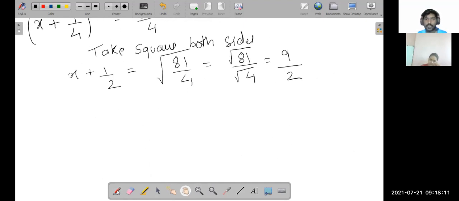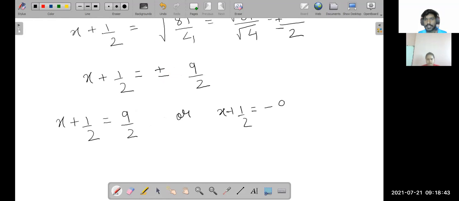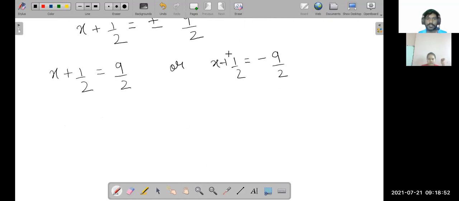Now note one thing: whenever you remove the square root sign, you have to put plus minus. So this becomes plus minus 9 upon 2. So you have x plus 1 upon 2 is equal to plus or minus 9 upon 2. Next step would be separating this plus minus. First you write x plus 1 upon 2 is equal to plus 9 upon 2, or x plus 1 upon 2 is equal to minus 9 upon 2. Did you follow this? Yes. Okay, now it's just solving both these equations.